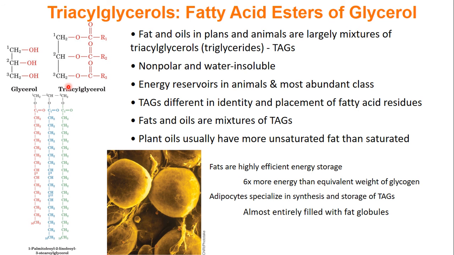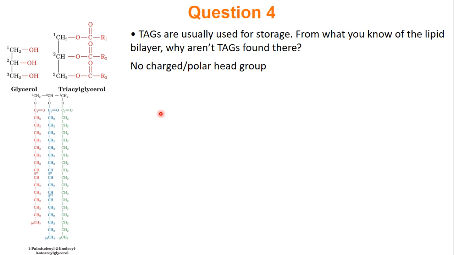Now we're going to talk about our tags, our triacylglycerols, which are 3 lipid tails onto this glycerol backbone. So tags are used for storage, not really in the bilayer. Why? Well, in the bilayer, you usually have charged head groups. These charged head groups will be on the outside of the membrane interacting with the water. Glycerol doesn't really have any charges.